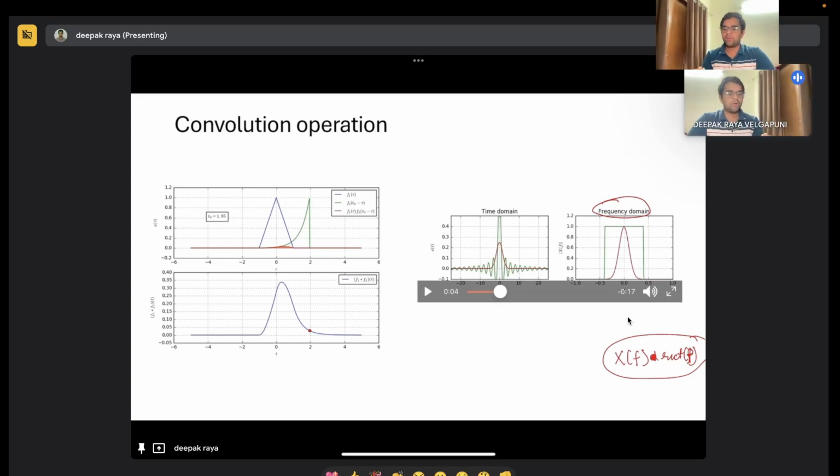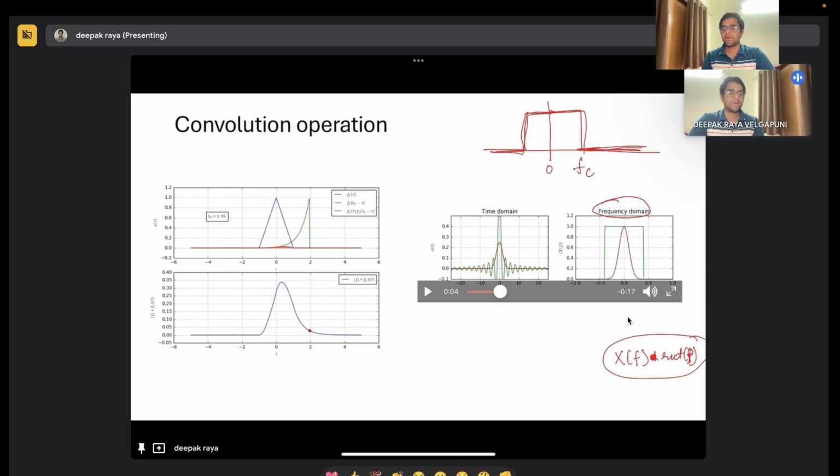So basically a low pass filter cuts off, let's say this is frequency. This is 0, and let's say fc is a cutoff frequency. So basically it has to cut off some frequencies beyond fc. So there it will be 0 and here it will be 1. So this is the frequency domain of a low pass filter.